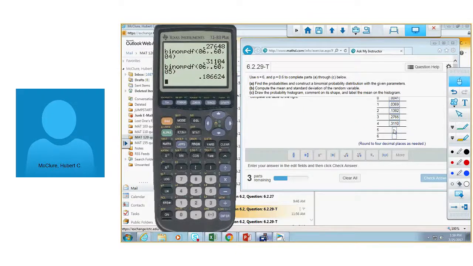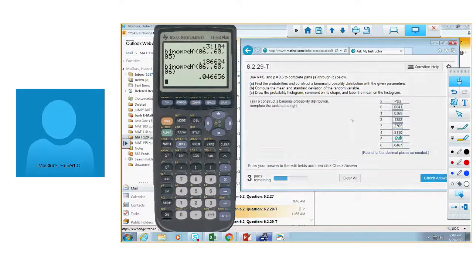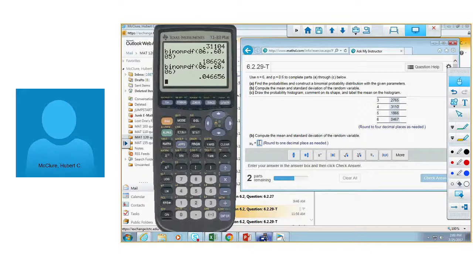Y'all got it now, 0.1866. Okay, yeah. Sure. 0.0467. Nice work. When did they start making it green? I don't know. Mine always pops up red. Now what do you do? You multiply those and add them together to get the mean.